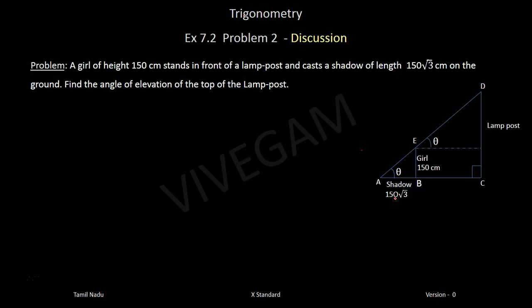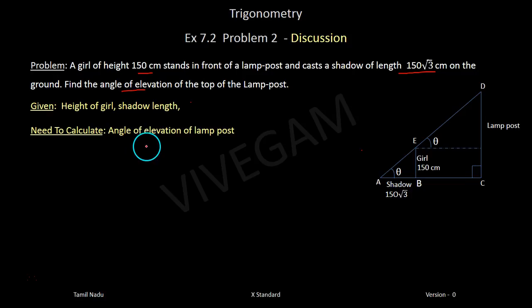Okay, so basically have that as a point. So what is given? The height of the girl is given and the length of the shadow is given, and you are asked to find the angle of elevation of the lamp post. Okay, let's list it out. Height of the girl, shadow length. We need to calculate the angle of elevation of the lamp post. The formula, as I said, if you look after drawing the diagram, you see this is known and we are asked to find this. So you'll have to find a relationship between this angle and these two sides, and it is tan theta which connects this angle to this side and this side, because tan theta is opposite by adjacent.